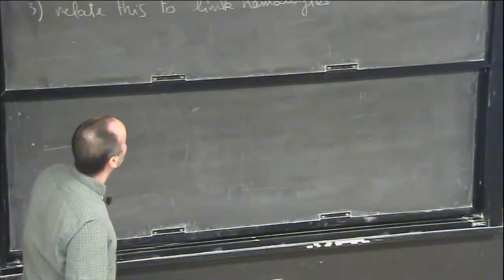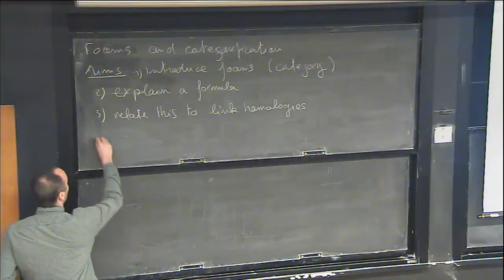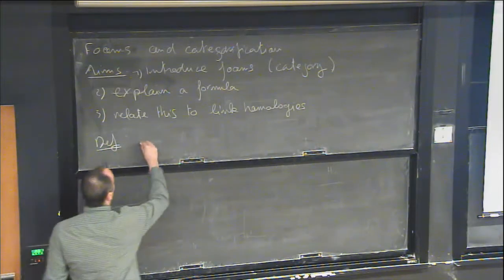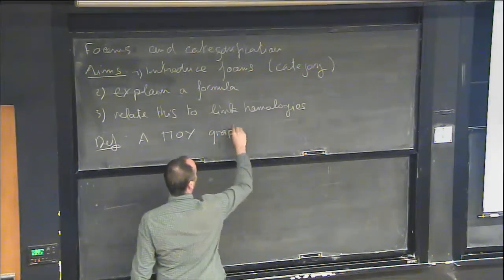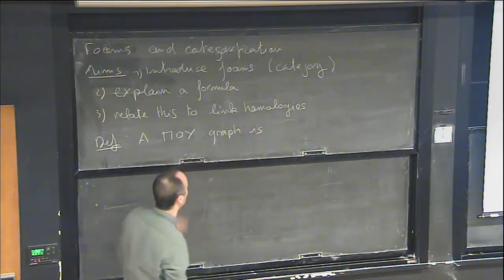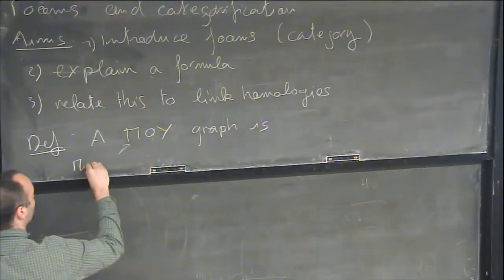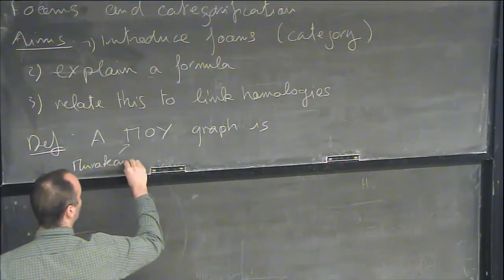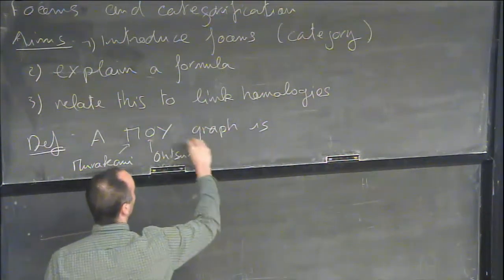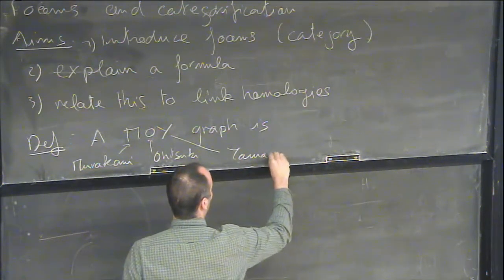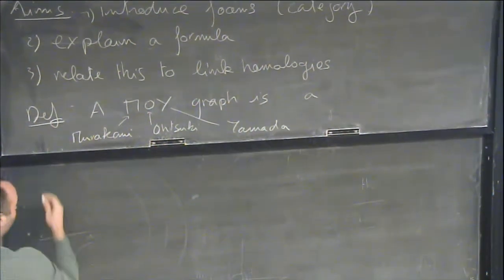So I want to introduce a category of forms. So first of all, I need to define some object. My graph. So this will be the object of my category. So my graph is for Murakami, Otsuki, and Yamada, a graph with multiple properties.